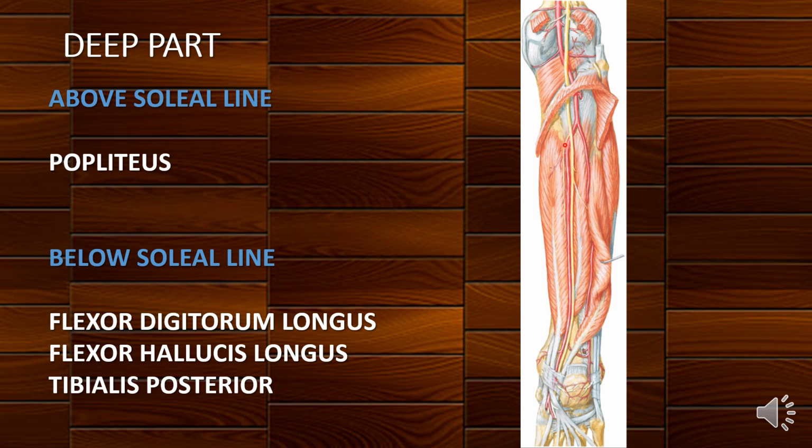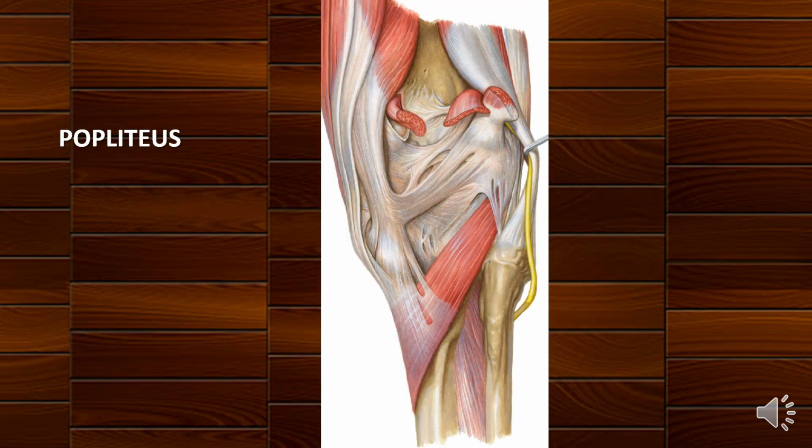Flexor digitorum longus is taking origin from the tibia. Flexor hallucis longus is taking origin from the fibula, and tibialis posterior is taking origin mainly from the interosseous membrane and from the adjacent parts of both the bones. The tibialis posterior is in a deeper plane than these 2 muscles. This is the popliteus muscle and this is the tibialis posterior. These 2 muscles lie at a skeletal plane, so they are the deepest muscles. Popliteus is a very important muscle. It can be asked as a short note.